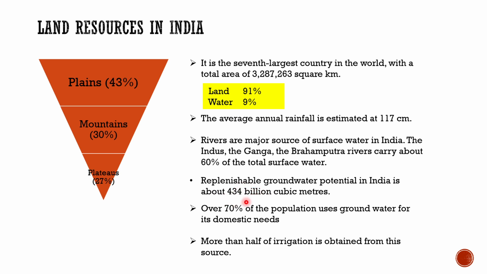But we know that the pressure on groundwater in India is increasing day by day, because over 70% of the population uses this groundwater for its domestic needs, and more than half of irrigation is obtained from this source only. So as the population is increasing day by day in India, the replenishability of this groundwater is under threat.